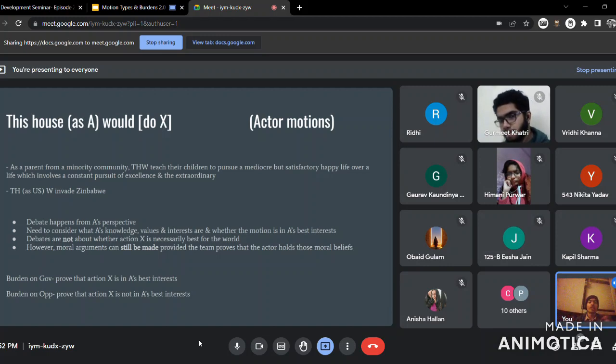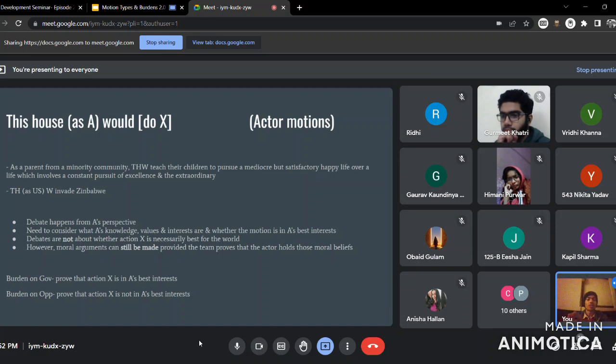अब इन दोनों डिबेट्स में ही है. Let's discuss the first motion, the minority community one. From a neutral perspective, people can debate that, okay, what is good for a minority child? Should they settle for a decent job or a mediocre life where they're stable and they're happy and things like that? Or should they pursue excellence, कि यार मेरे को top college में जाना है, मेरे को top job चाहिए and things like that?